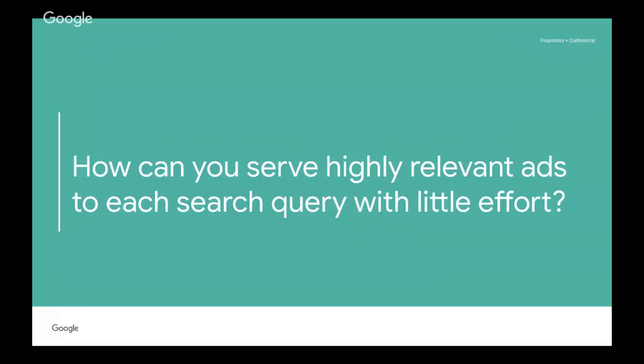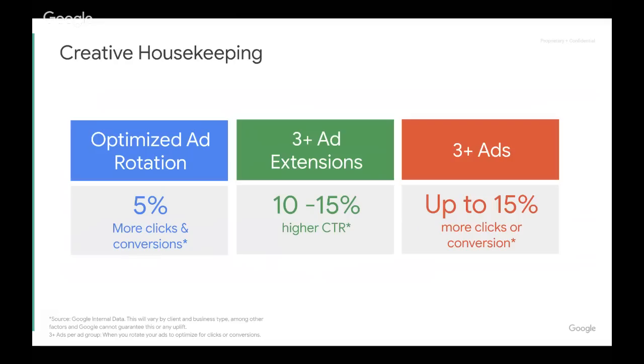How can you serve highly relevant ads to each search query with little effort? Now, again, before we move forward to answer this question, there's a bit of creative housekeeping, because there are certain rules that are applied for any type of creative setup that you use. So these 3 elements are really the basics of good creatives. Having opted in optimized ad rotation, added 3 or more extensions and 3 or more ads to each ad group is really the first thing that should be done before starting to test or evaluate new strategies.